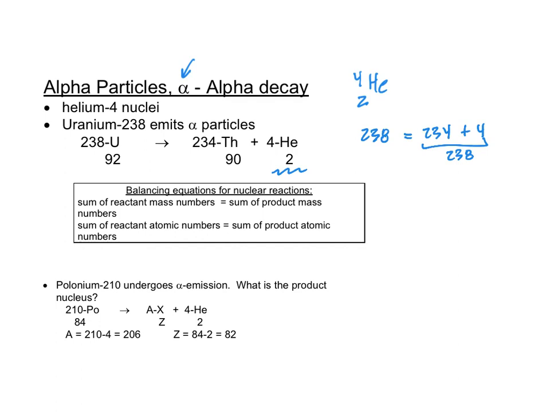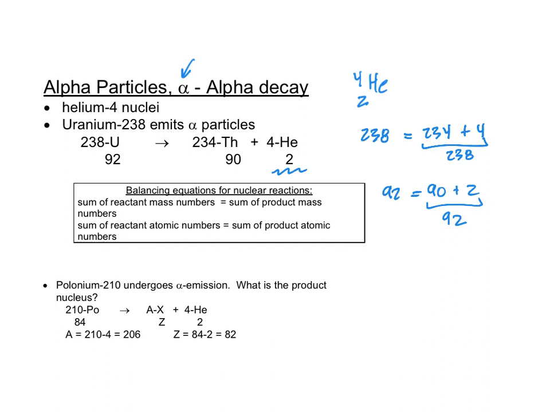The masses must add up, and the atomic numbers must too. 92 is the atomic number of uranium. If I look at the atomic number of thorium and the number for helium, you can see that 92 equals 92. So this is really easy, best way to put it.